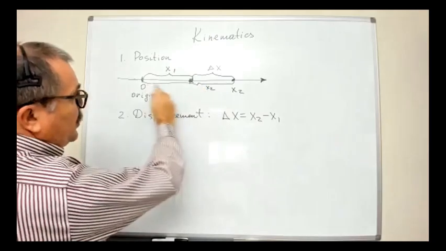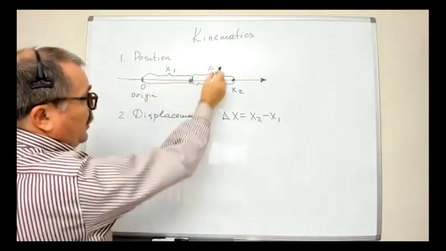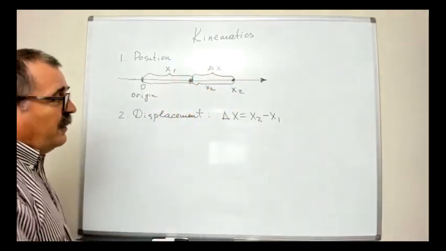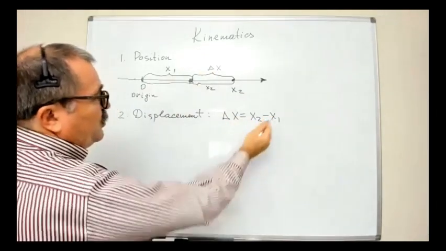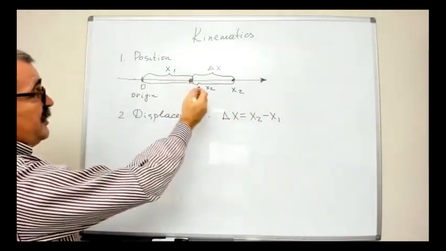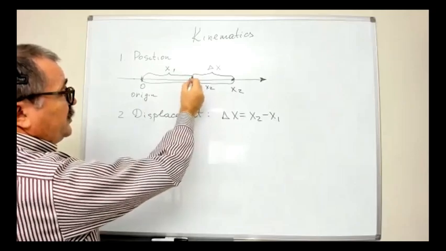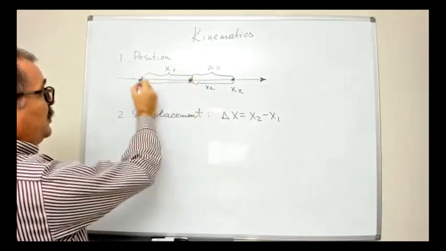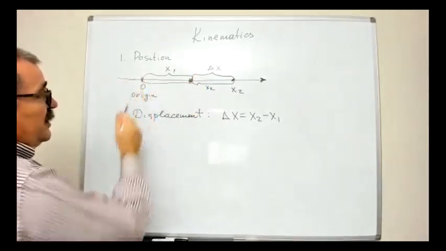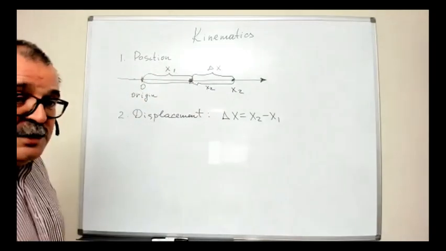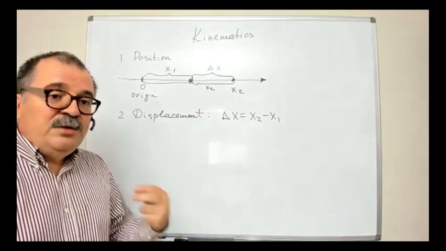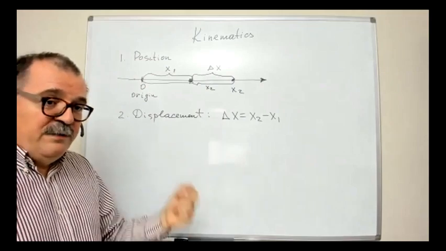As you can see here, because x2 is larger than x1, that delta x is positive. If you just subtract them, you'll see that it's going to be positive. But displacement can be negative, so I can move this object or this point to the left somewhere. And if I move it to the left, displacement will be negative. So again, you see that displacement can be positive or negative.